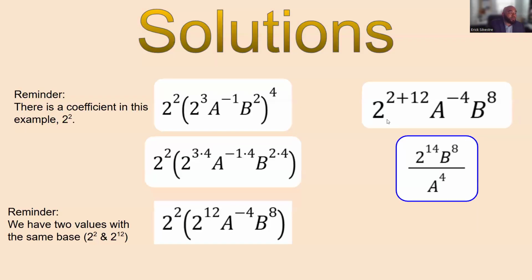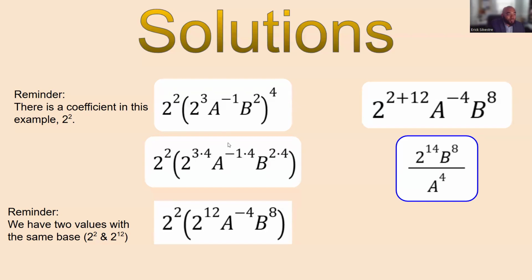And last but not least, remember, this one has a coefficient outside of the parentheses. I don't want you to get tricked. This 2 to the second power is not inside of the parentheses. You are only going to distribute the 4 to the values inside of the parentheses. So I'm going to distribute the 4 to the third power, the 4 times -1, and then the 4 times 2. Once I distribute this, the outside exponent disappears. So I end up with 2 to the 3 times 4, A to the -1 times 4, and B to the 2 times 4.